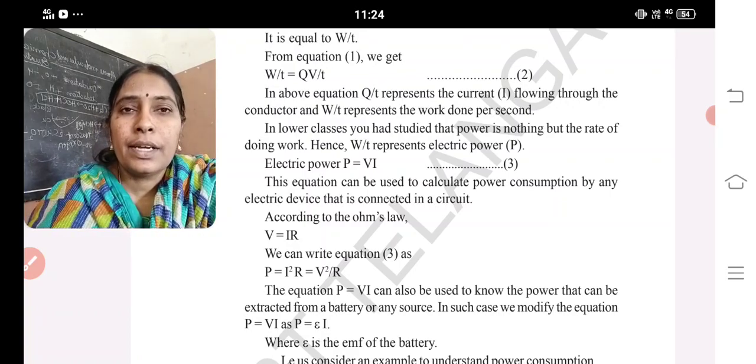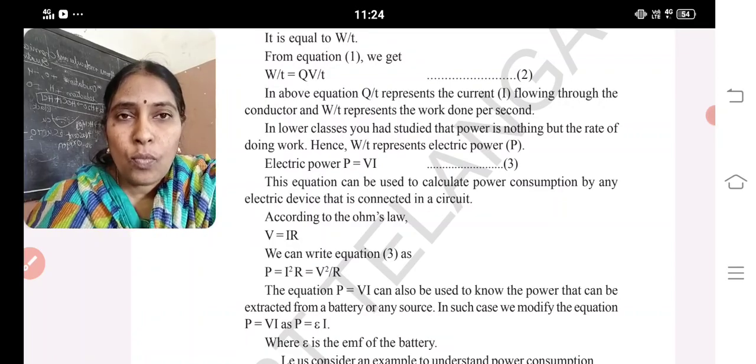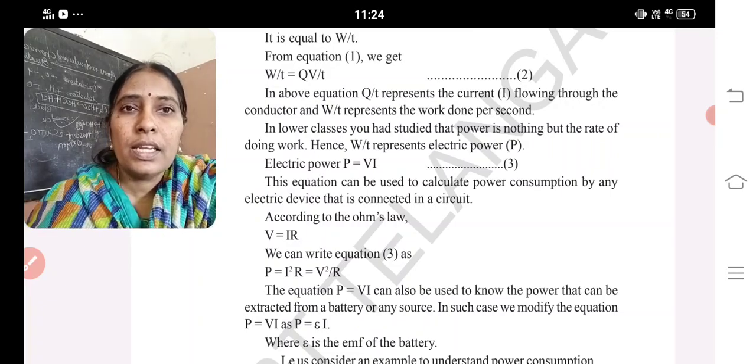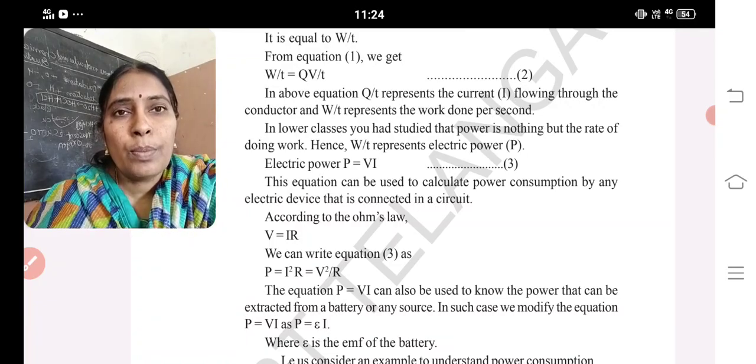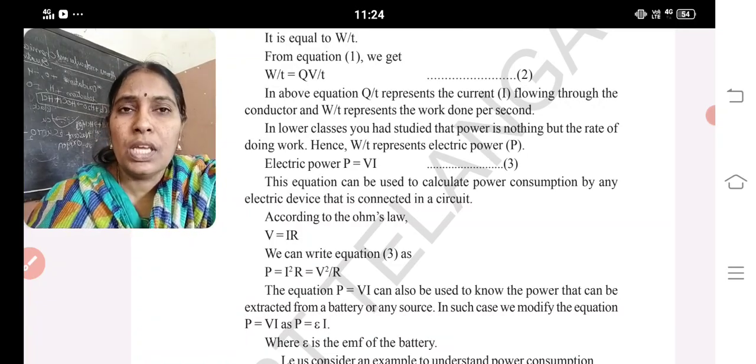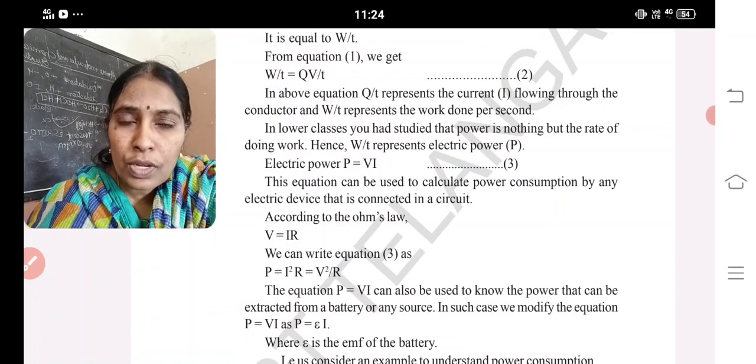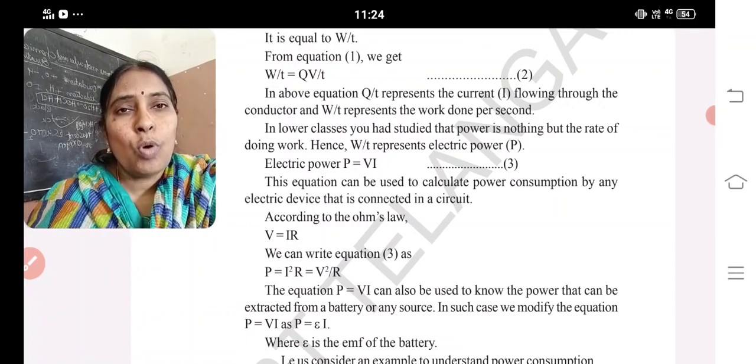Till that point we discussed, and 2 to 3 problems were already solved. Problems based on Kirchhoff's laws are given in the textbook. Equivalent resistance in parallel connection is 1 by R equals 1 by R1 plus 1 by R2 plus 1 by R3, and in series connection R equals R1 plus R2 plus R3. These two equations are most important. Derivations as well as small problems on these equations will come in the board exam.